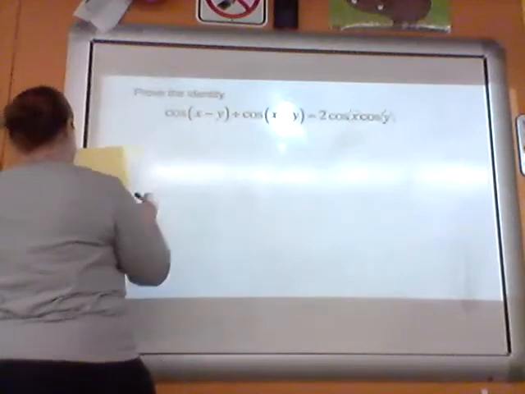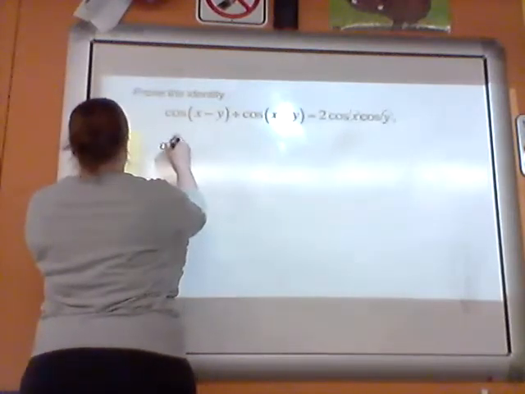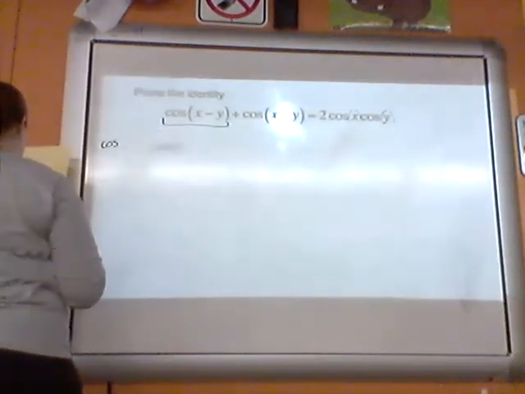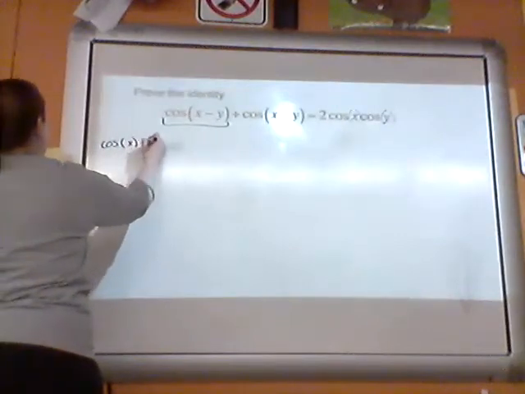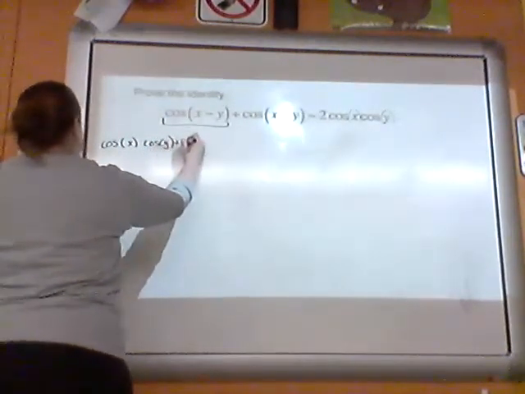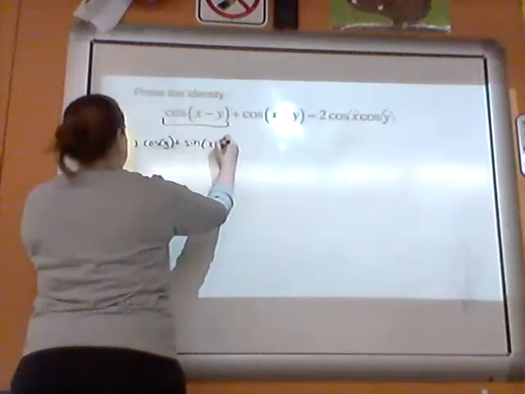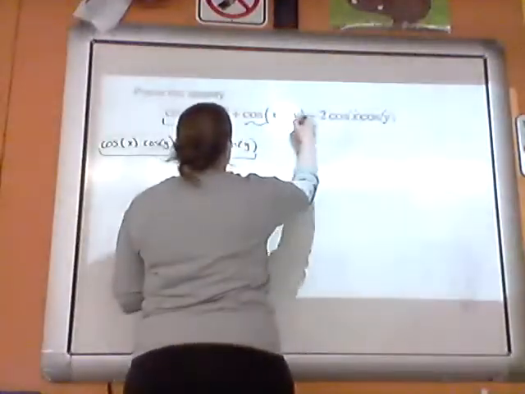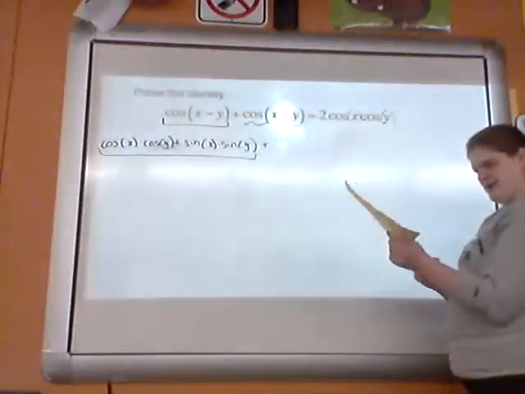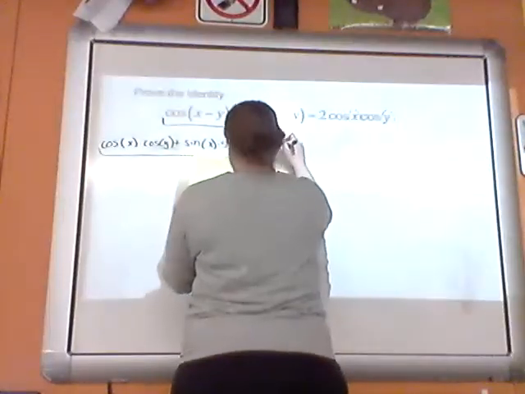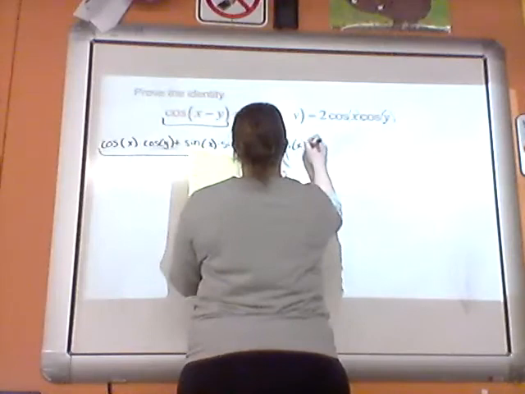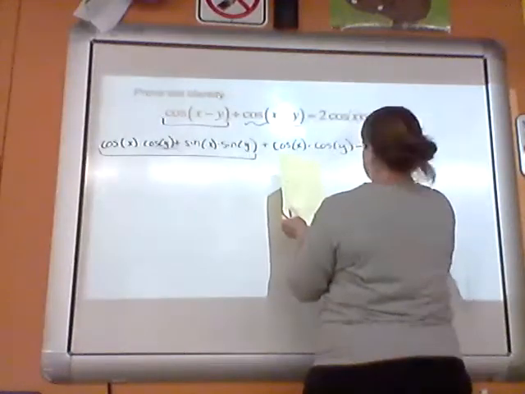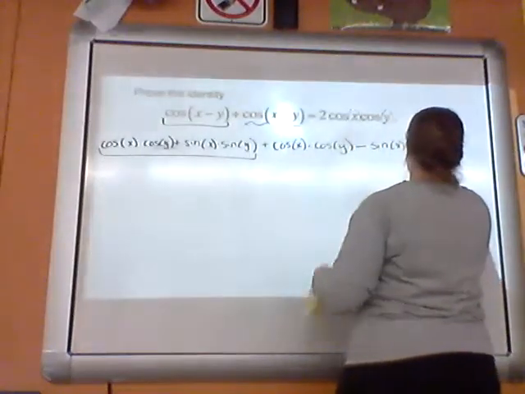All right, so cosine of x minus y means that we're going to have cosine for just this piece. Okay, I'm going to move over. Cosine of x, which is u, so cosine of x times cosine of y plus sine of x times sine of y. All right, so that's the first piece there. And then we're going to add to that cosine of x plus y, so that's this guy over here. So cosine of u, which is x, times cosine of y, minus sine of x, sine of y.